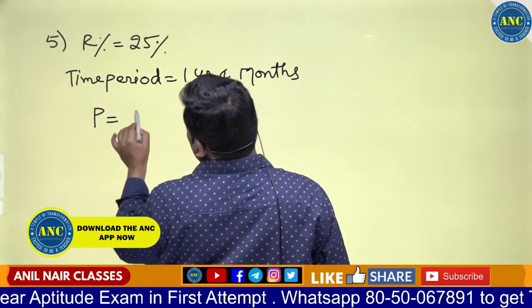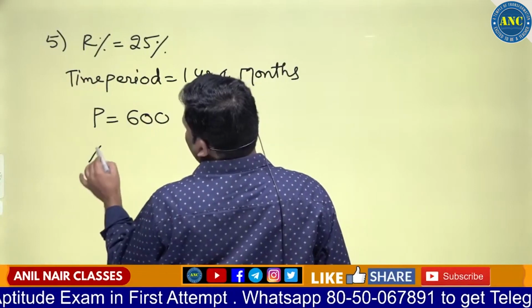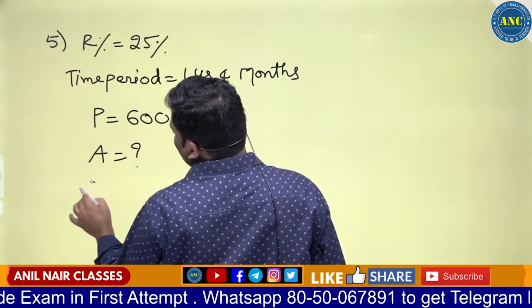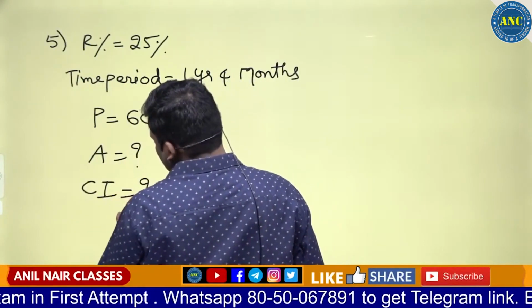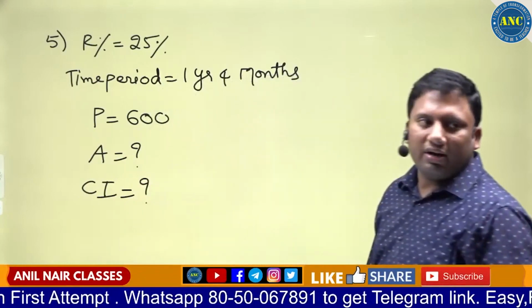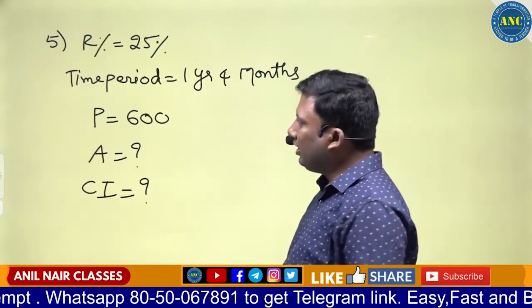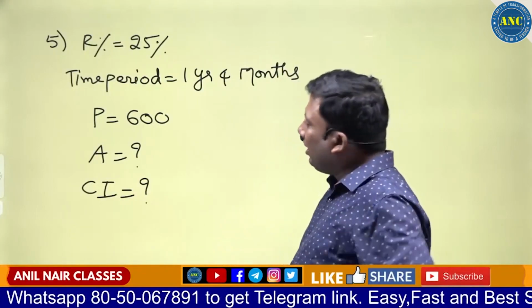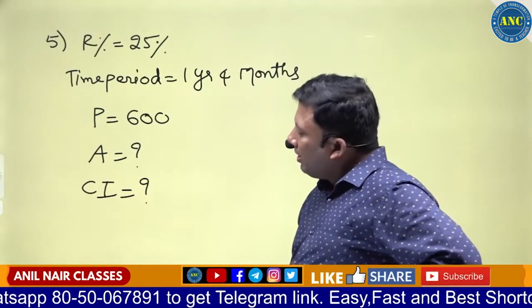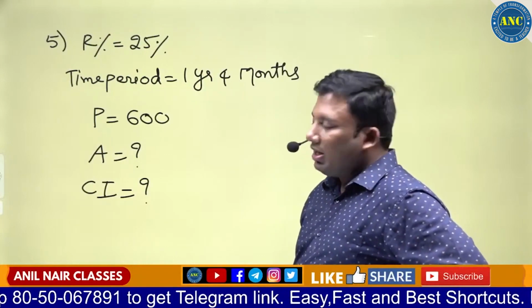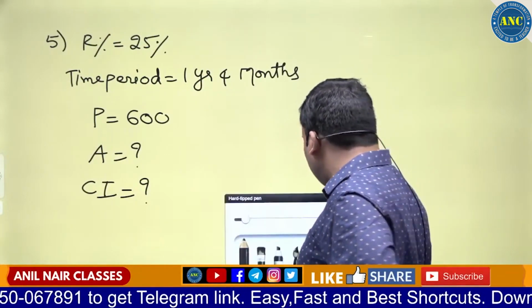Principal is 600. Find the amount and find the compound interest. Rate is 25 percent. Time period is 1 year 4 months. Principal is 600. Amount how much and CI how much?